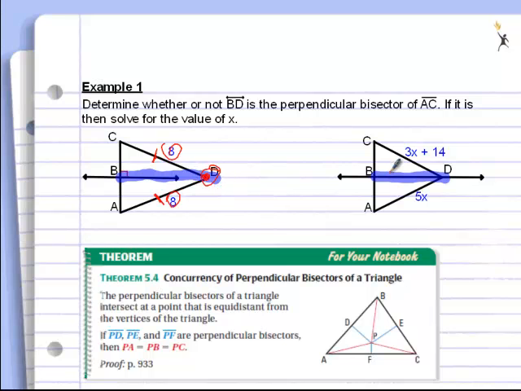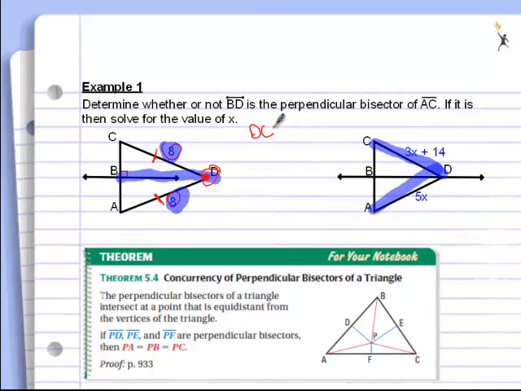Now, over here, we don't know that it is for sure because we don't have a perpendicular mark. We don't have congruency symbols, so we don't know that it is on the perpendicular bisector. But if we can prove that this distance and this distance are the same, then we can prove that D is on the perpendicular bisector. Now over here we were told that they were the same. They're both 8. Over here we're going to have to solve it to prove it.